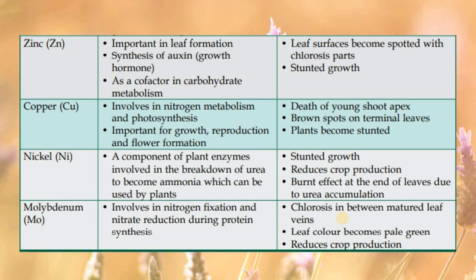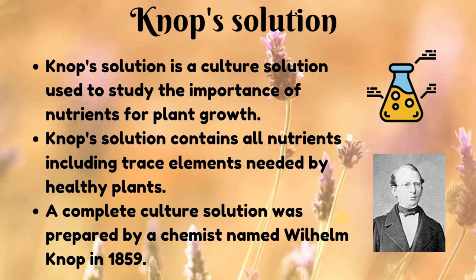So these are all the examples of the macronutrients, their functions, and also the effect of micronutrient deficiency. You have to remember the micronutrients, and especially the effect of deficiency, for both macronutrients and micronutrients. Next we go to the Knop solution.